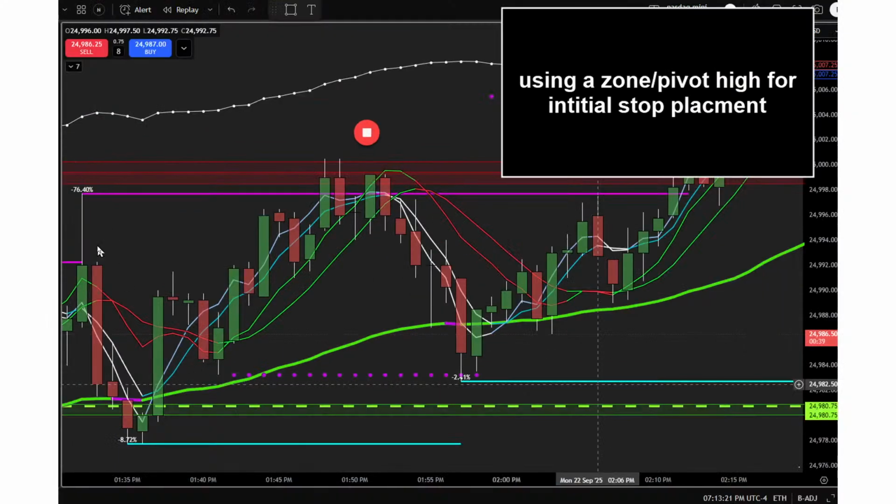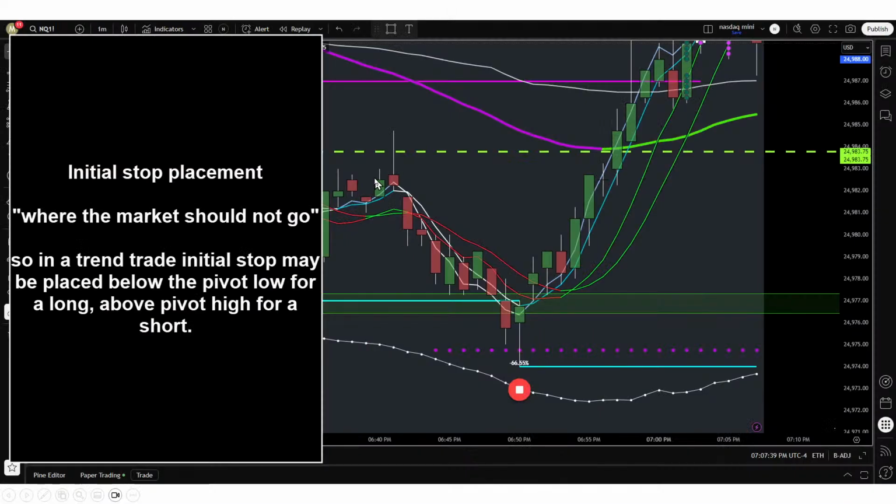So the sellers are in control. The buyers fight. We're just going to put our stop above where they lost, because if they fight again, I don't want to be there. Same is true here. The buyers are in control. The sellers fight. This is exactly where they lost. That's exactly where I enter. I'm going to put my stop below. That's your initial stop. Does that make sense?